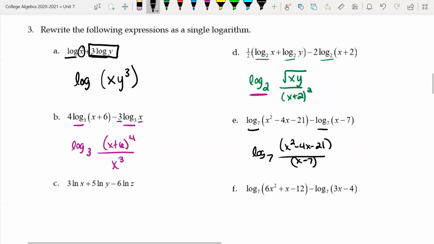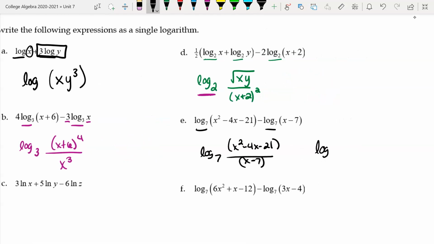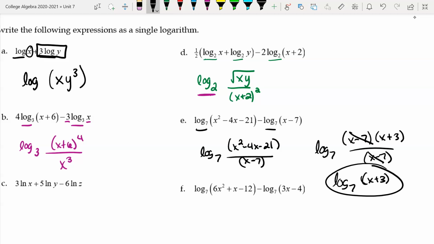This one's a little bit harder because you can actually factor the top. But factor the top, it factors into x minus 7, x plus 3 over x minus 7. So notice x minus 7 is going to cancel. So I have log base 7 of x plus 3.